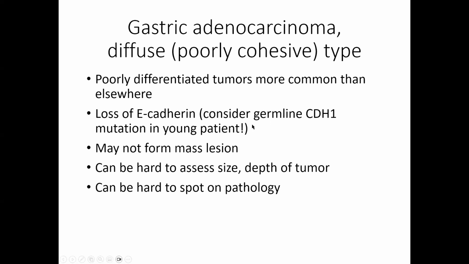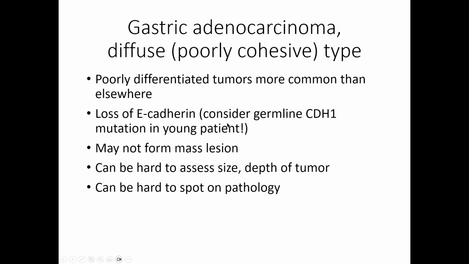One thing to keep in mind is that there are actually individuals who inherit a defective CDH1 mutation. Those patients are at risk for gastric cancer and also a type of breast cancer called lobular carcinoma. And so if you have a very young patient who has a diffuse type adenocarcinoma, definitely consider doing germline testing to evaluate for that possibility.